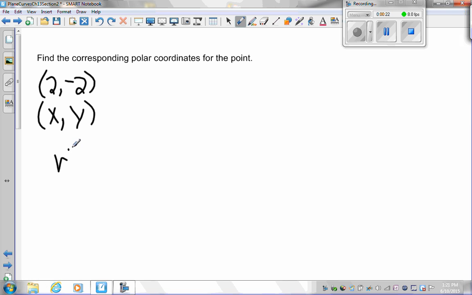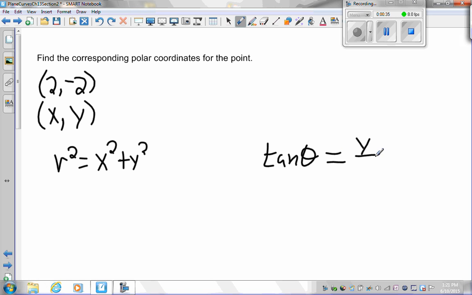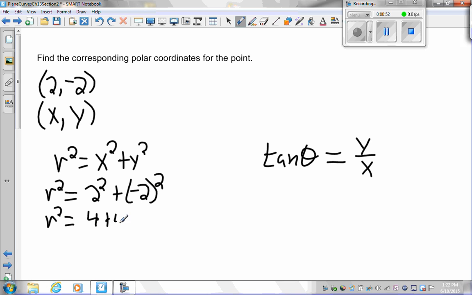R squared is equal to x squared plus y squared, and the tangent of theta is equal to y divided by x. So since we know x and y, we know that r squared is equal to 2 squared plus -2 squared. So r squared is 4 plus 4, which is 8.